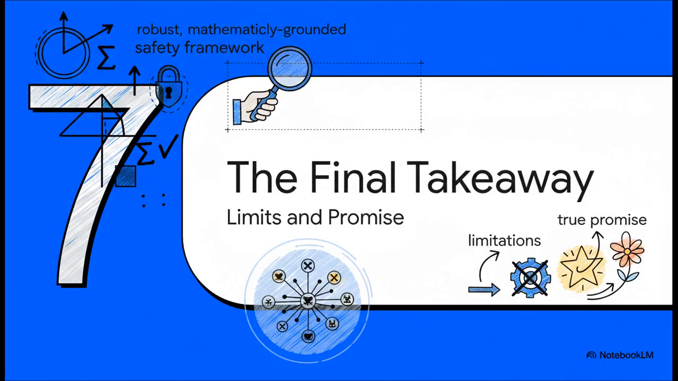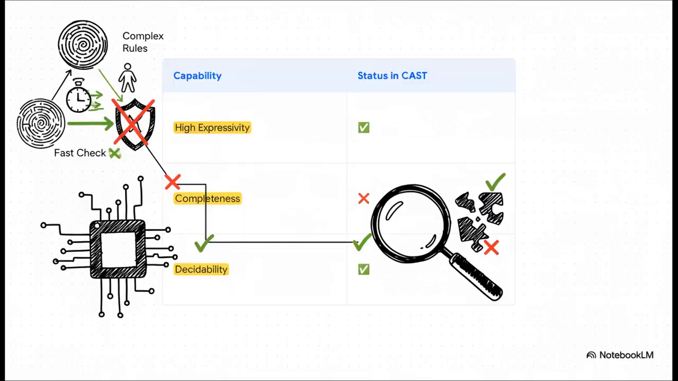So let's wrap this up. We've seen how CAST gives us this incredibly robust, mathematically solid safety net. But like any powerful tool, it's really important to understand its limits, because that's what actually shows us its true promise. In computer science, there's this classic trade-off. You can think of it as a pick-any-two menu. You want to define really complex safety rules, you want to be able to check them super fast, and you want to be sure you never accidentally block a good action. The catch is, you can't have all three. You have to make a choice.